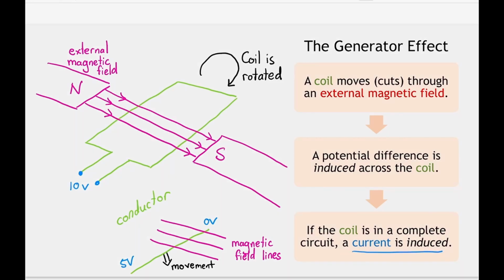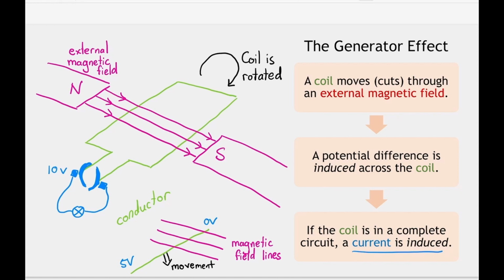So far, I haven't mentioned current yet and only talked about potential difference because the coil isn't part of a complete circuit. Its terminals aren't connected. In order to allow current to flow, we need to connect these terminals, possibly by attaching a bulb to split rings as shown here. Don't worry too much about the function of the split rings just yet. We'll mention that later on in the video.